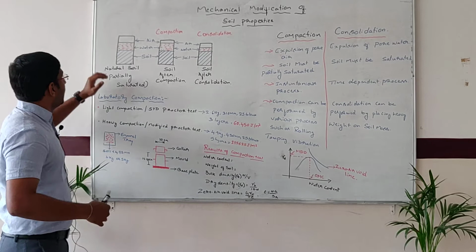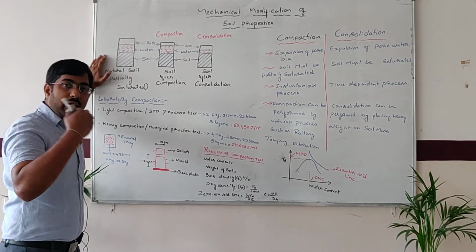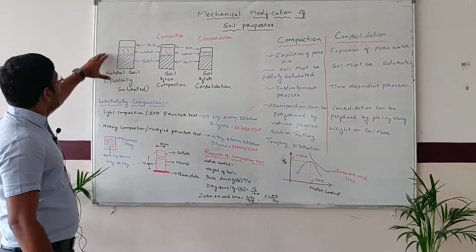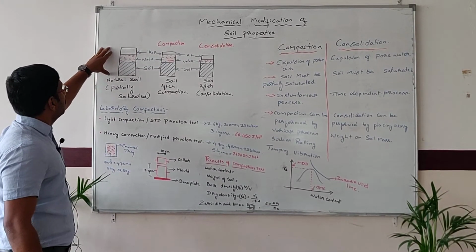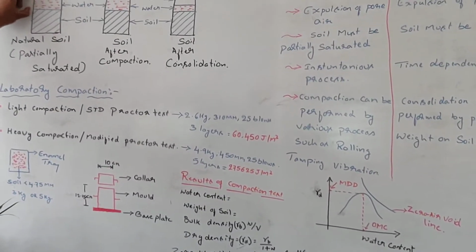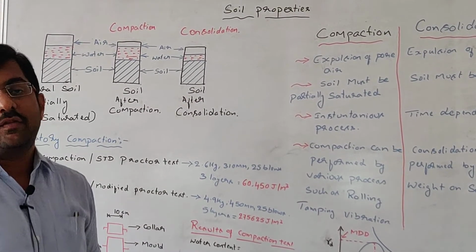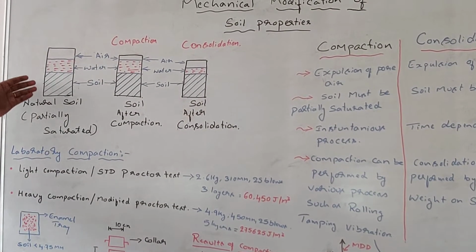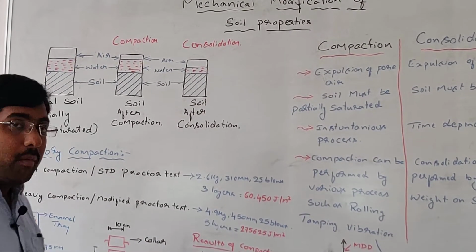Now let us discuss how exactly compaction and consolidation are going to increase the soil strength. You must be familiar with this diagram. This is the soil three-phase diagram, which has the soil, water, and air content. It is a typical soil three-phase diagram containing the three phases: soil, water, and air.